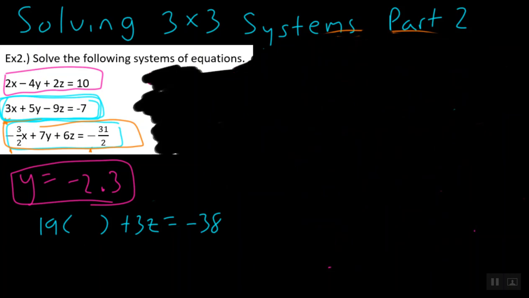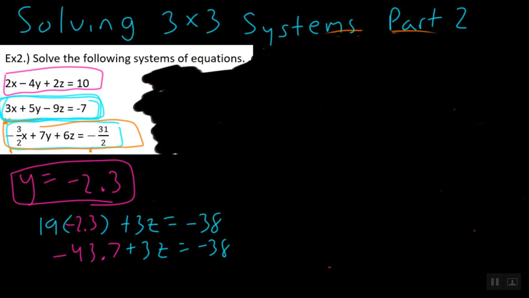Okay, so what is y? Well, we know that y is negative 2.3. And you guys, you probably need a calculator for this. Well, what's 19 times negative 2.3? Well, that's going to give us negative 43.7, okay, plus 3z is equal to negative 38.